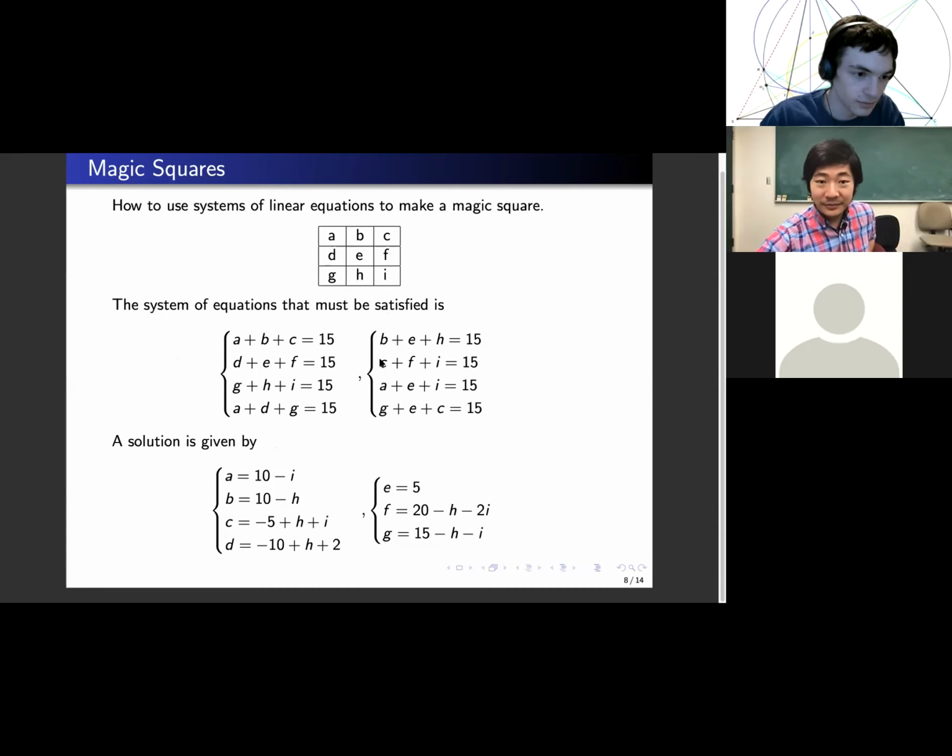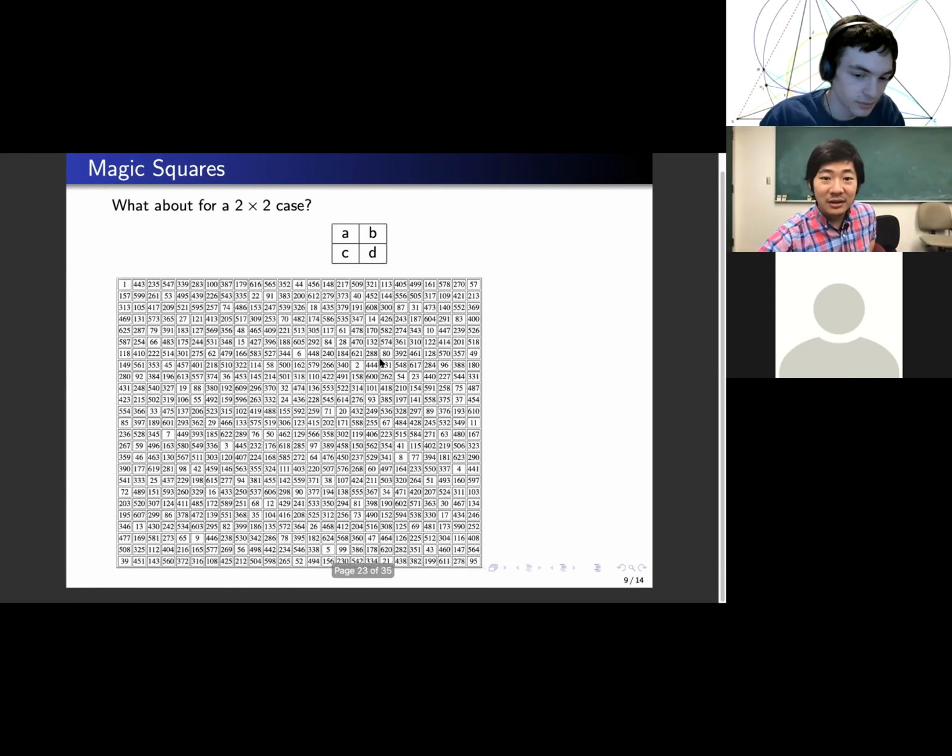So what about a 2 by 2 case? Let's see if that's even possible. But before we do that, I just wanted to show you a really magical square. This one is a 25 by 25. But what's even more magical about this is that if you divide it up into 5 by 5 squares, then those are magic squares too.